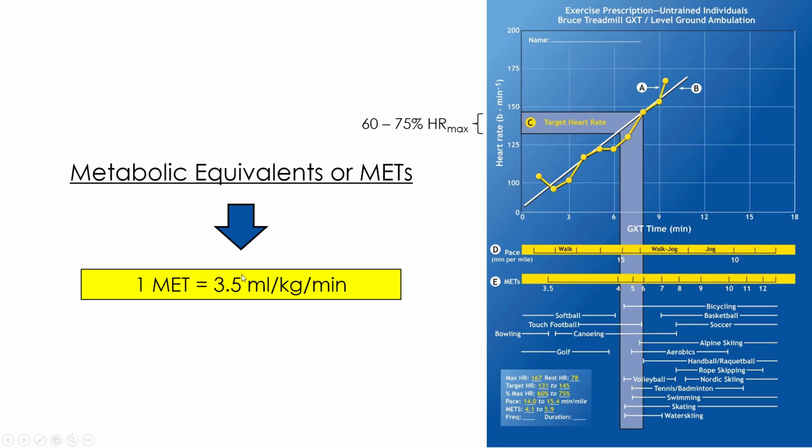This one MET, 3.5 milliliters per kilogram per minute, is resting oxygen consumption. And so this gives us a way to give an intensity prescription to an individual, because a lot of the treadmills, a lot of the cycles and other exercise equipment out there will pump out this number for you, METs. So if you set it up and you hit that button on units, METs will come out.